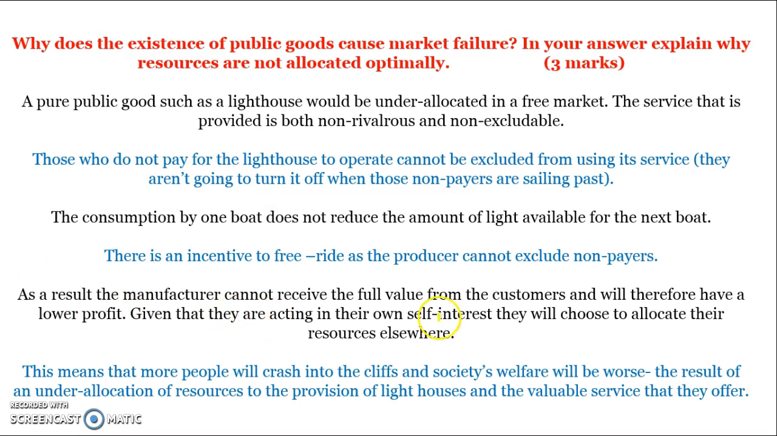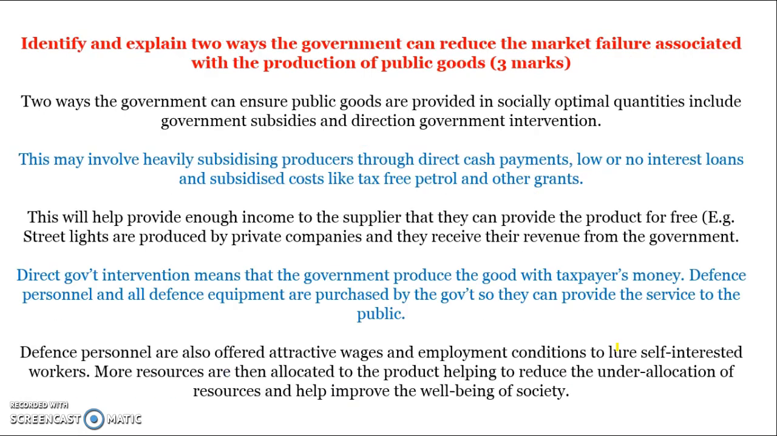Given that they are acting in their own self-interest, they will choose to allocate their resources elsewhere. This means that more people will crash into cliffs and society's welfare will be worse off. So the result is there's an under-allocation of resources to lighthouses, something that's important for society because you can't make people pay, there's no profit motive, and therefore essentially no self-interested producer would bother producing that product. You need to articulate that really clearly and articulate these products are good for society. There's clear benefits of having lighthouses.